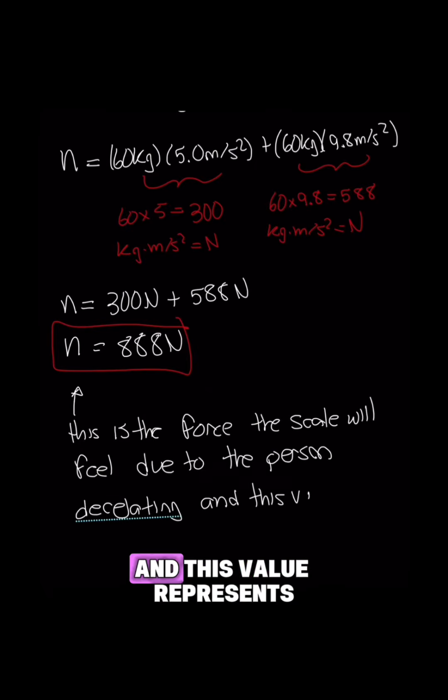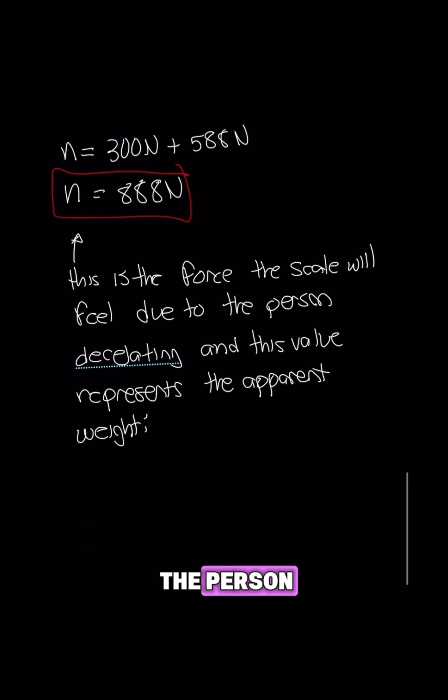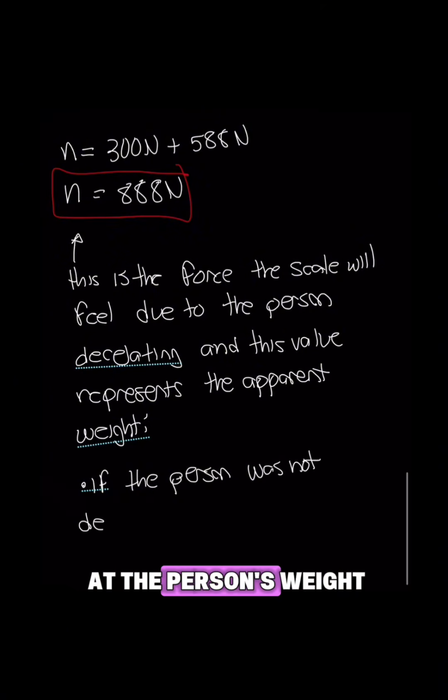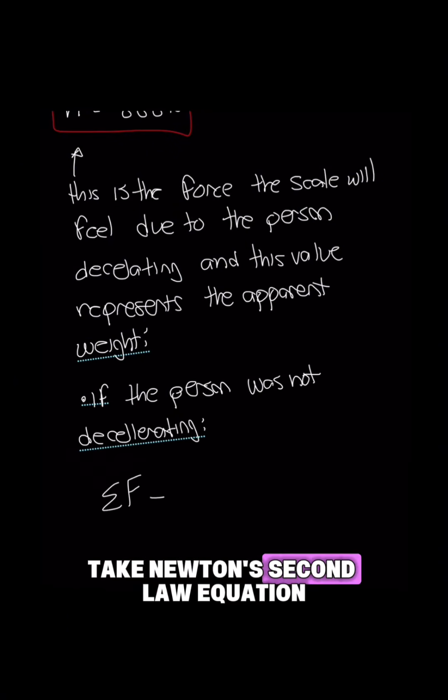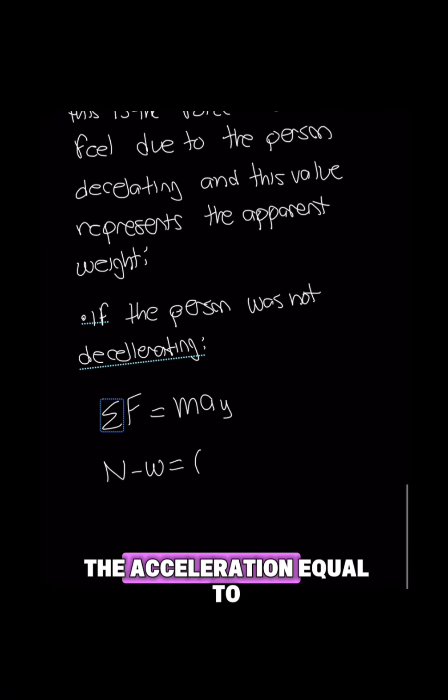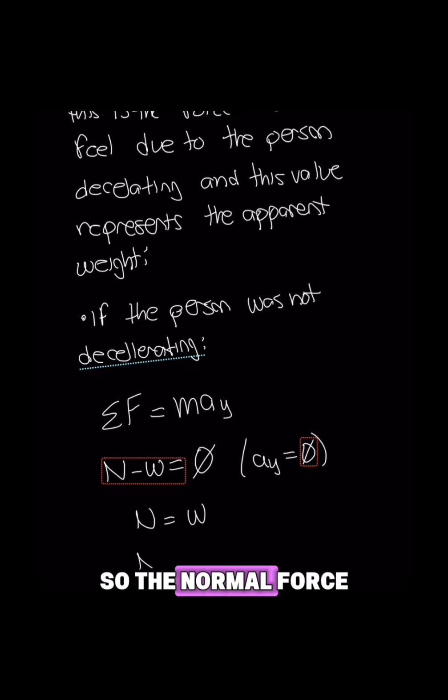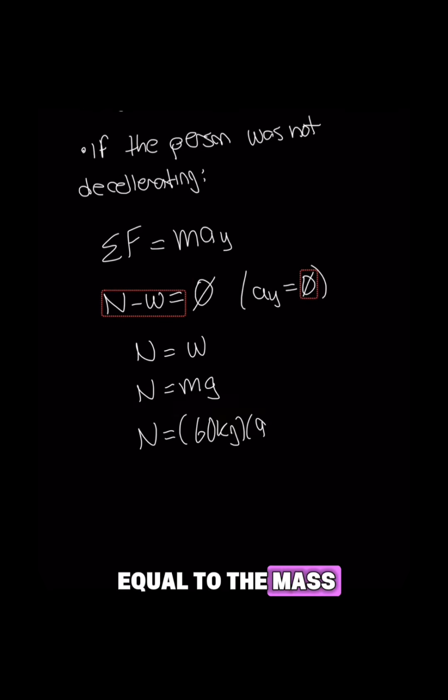person decelerating, and this value represents the apparent weight of the person, because if we look at the person's weight if they weren't accelerating, we take Newton's second law equation and plug in the acceleration equal to 0 in this case, so the normal force is just going to be equal to the mass times gravity.